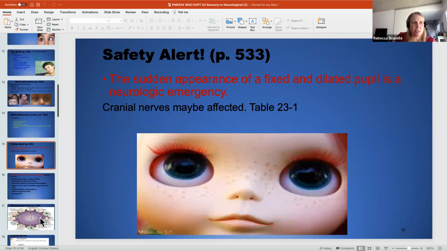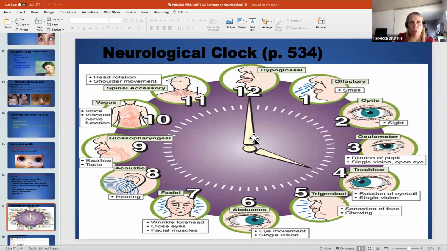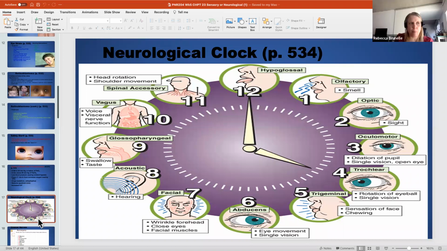So this slide goes over all the cranial nerves 1 through 12, but in particular, when we're talking about fixed dilated pupils, we're talking about cranial nerve number 2, which is the optic nerve. If you have pressure on the optic nerve because there is increased pressure in your brain, that can cause the fixed dilated pupils. There isn't really anything other than pressure on the optic nerve that causes that symptom. So that's why you really have to pay attention to fixed dilated pupils.